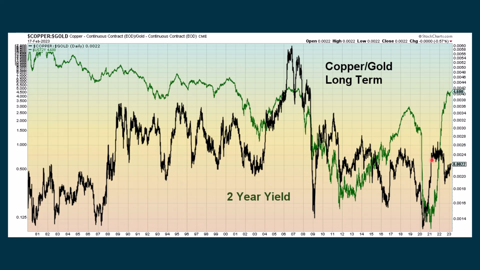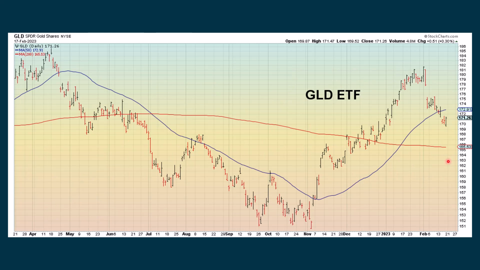And here's a longer term look at that same chart, comparing it to the 2-year yield. We tend to get not very far apart with the yield and the copper to gold ratio. Right now, they're very far apart from each other, and they have a tendency to go in the same direction, but they're not doing that right now.